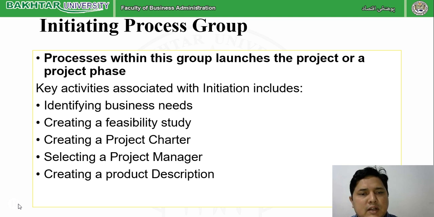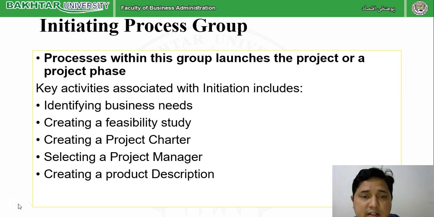Why is this project required? For the purpose of increasing your business, relocating your business, expanding your business, gaining competitive advantage, moving to global business, or shifting from one business to another business.